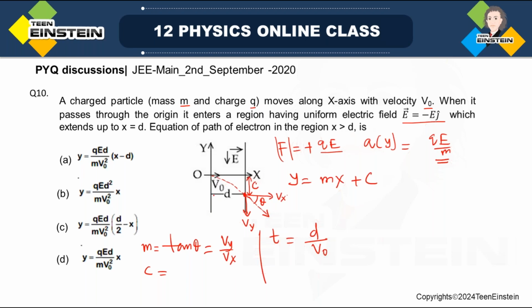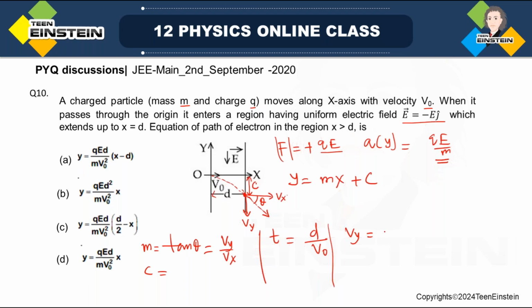And what is the region thickness or width? Width is actually d. So it will reach at time t at this particular position. So this is d by v0. This is the time. Once I get the time, can I get the velocity vy?